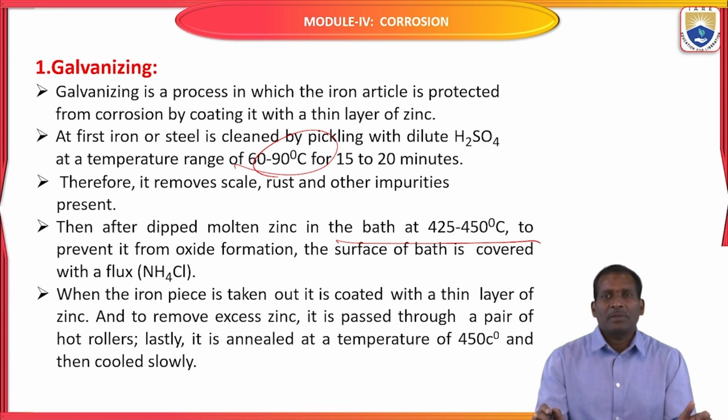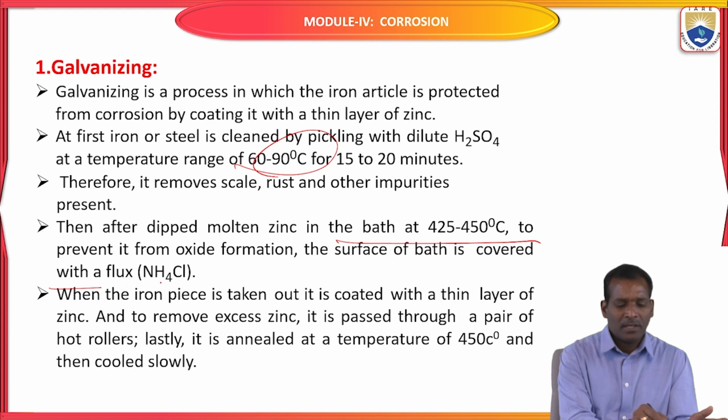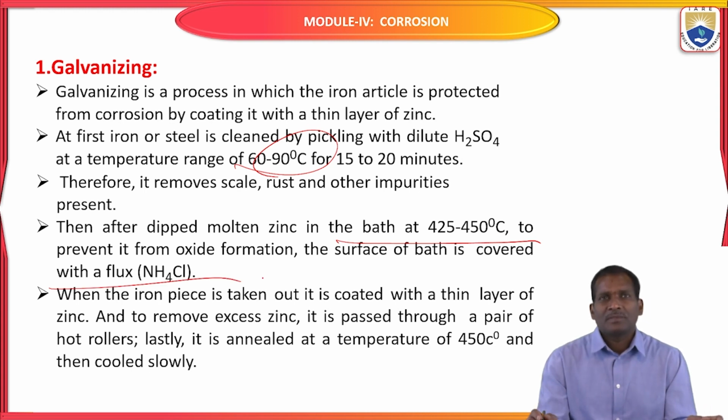To prevent oxide formation, the surface of the bath is covered with a flux, NH4Cl. When the iron piece is taken out, it is coated with a thin layer of zinc, and to remove excess zinc, it is passed through a pair of hot rollers. Whenever it is dipped into molten zinc, the base metal is coated with a thin layer of zinc, and the excess material is removed by the hot rollers.